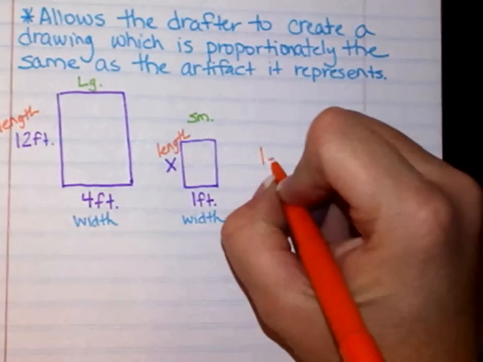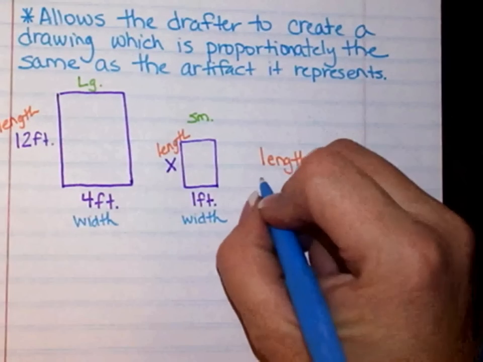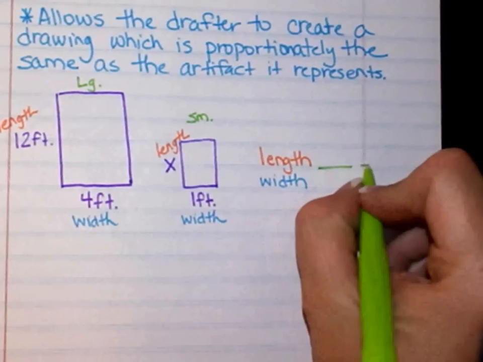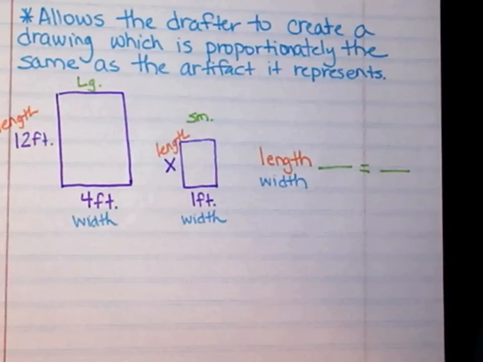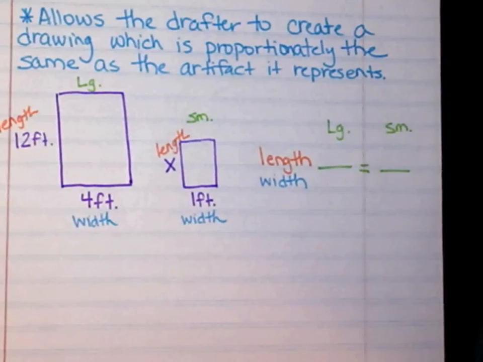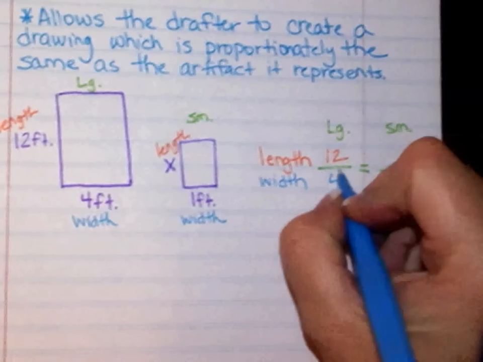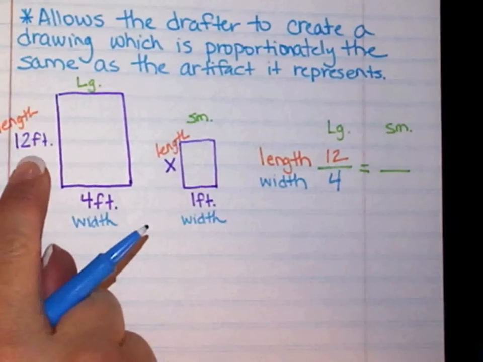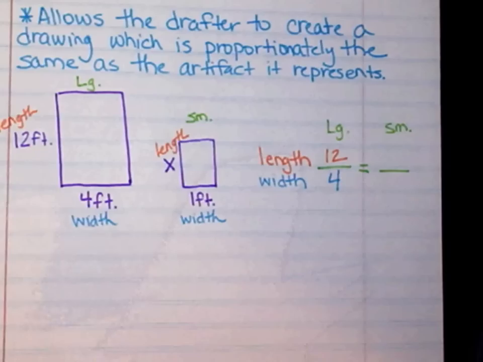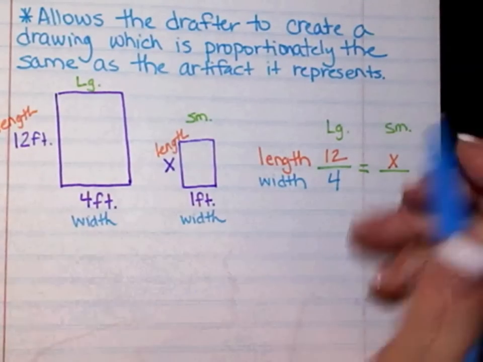I'm going to always label. I'm looking at my length and width. I'm going to set up my proportion, and this is going to be my large and small. So for my large, my length is 12, width is 4. I got the 12 for my length for my large, the 4 for my width from my large. Now I'm moving to the small figure. Length is X, we don't know, that's what we have to find out. Width is 1.